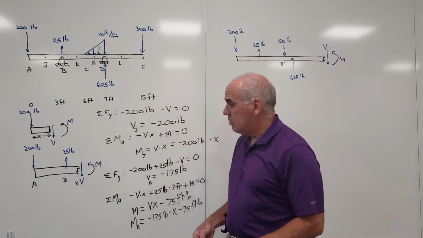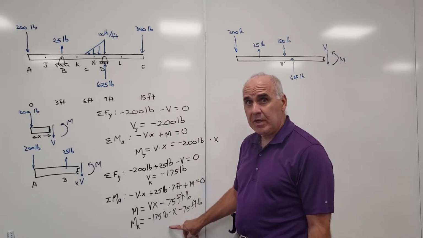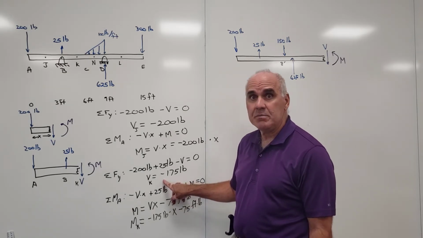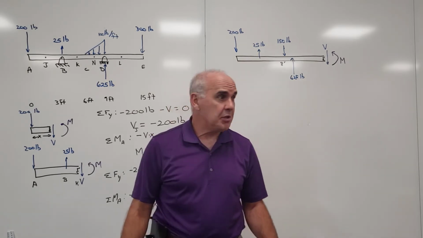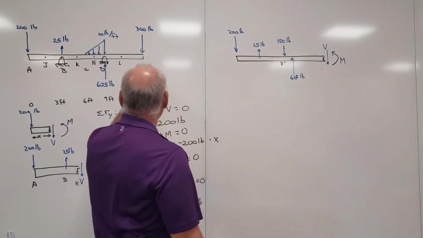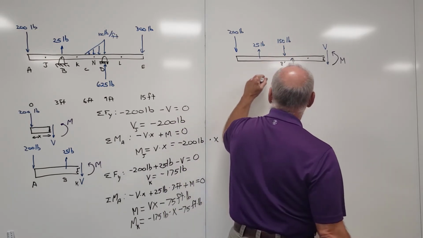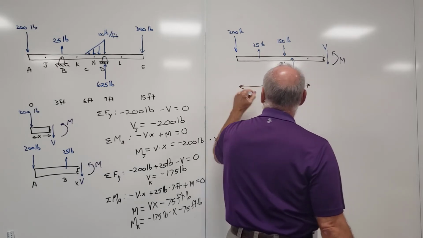All right, so we found those two regions. Again, the moment is a function of position, but the shear force is constant in that region. Okay, we're going to skip the C to D region. We're going to move on to the L region. So L is going to be some arbitrary position there, and it's some distance X from point A.